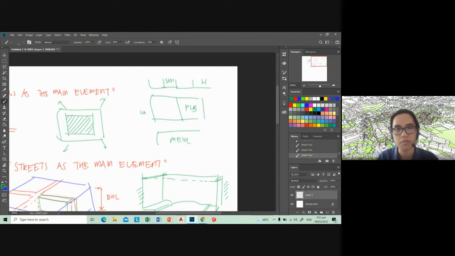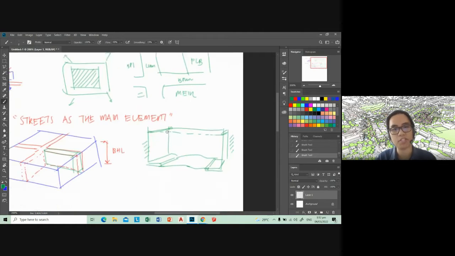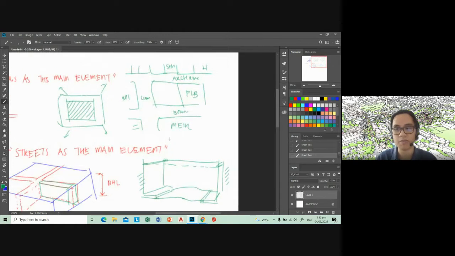I'll just call it Luzon. And this is Bohol. And this is Archbishop Reyes. And then this is, I think, the BPI building over here. And this is a right turn to somewhere. And this is another building over here. So if the street was the main element of the design, I'm just going to draw on top of it.